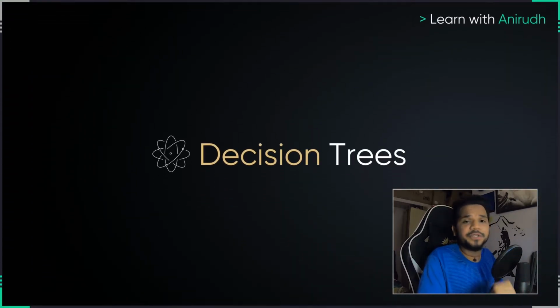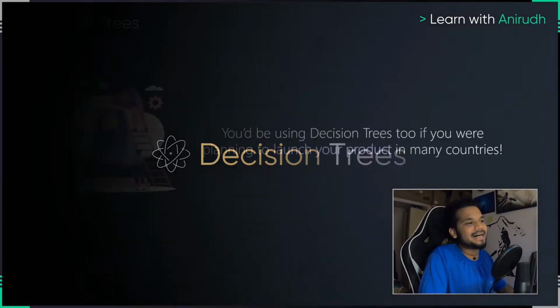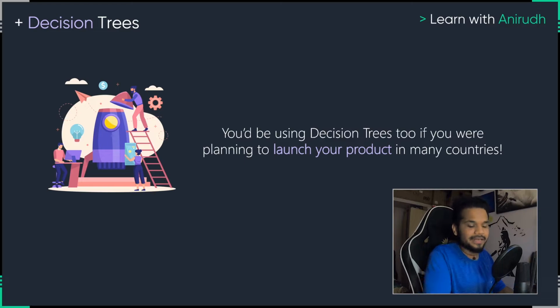Coming to the next machine learning algorithm, which is decision trees. Yes, decision trees are super popular. Now, I'll give you an example.